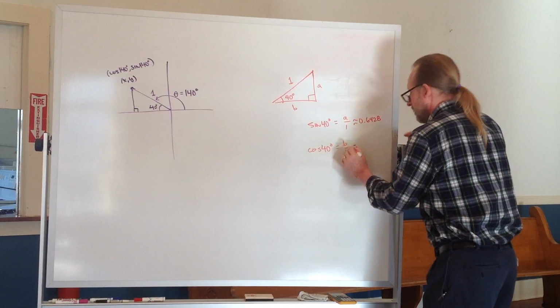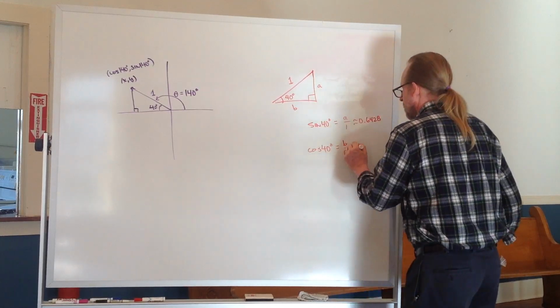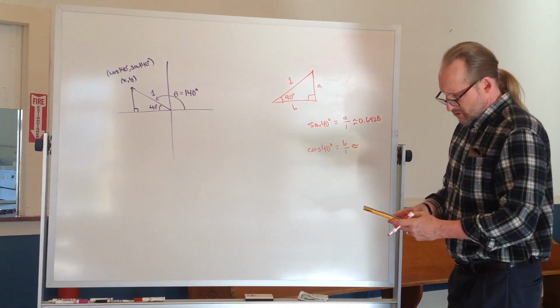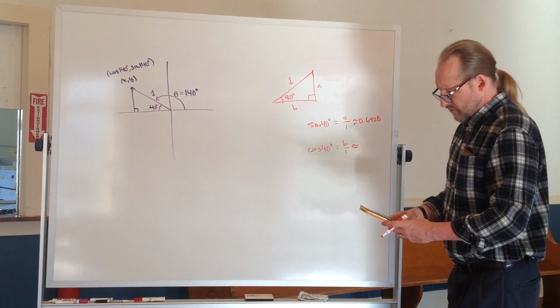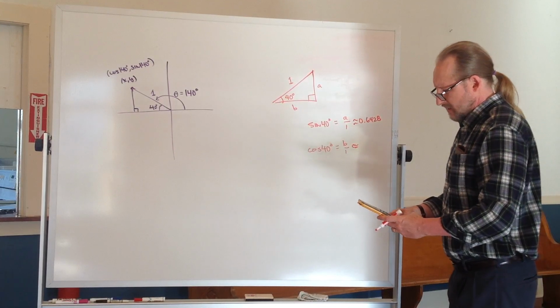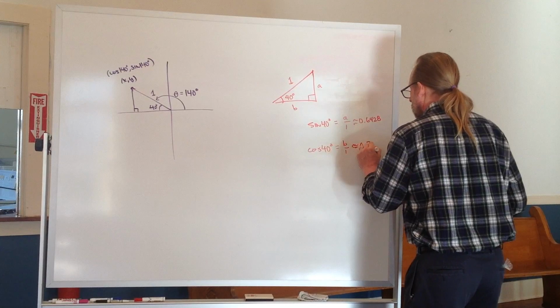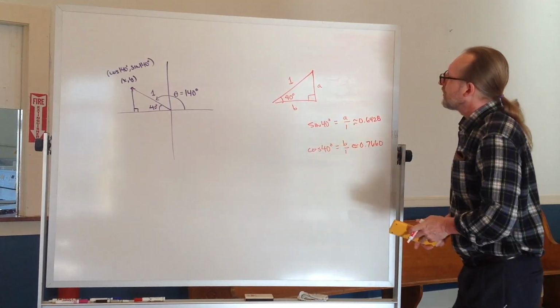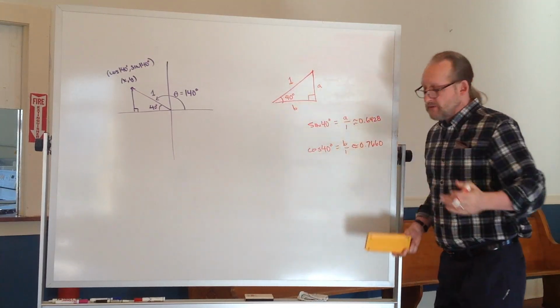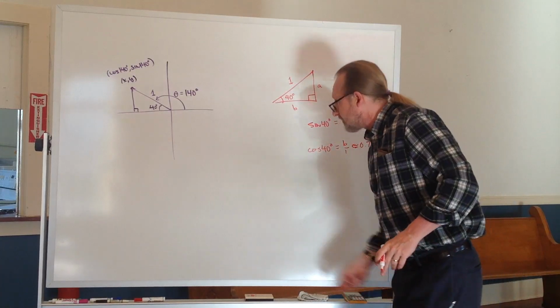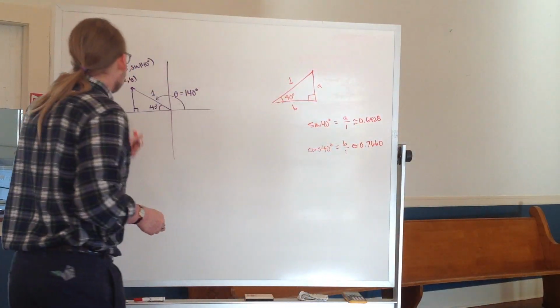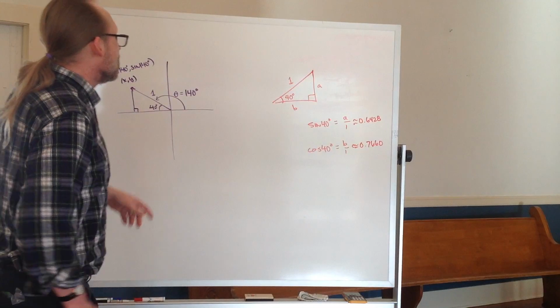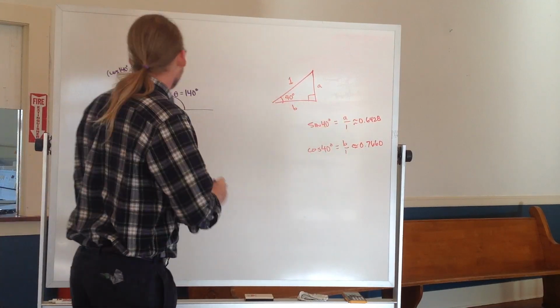Alright, and then the cosine, oh, and these are approximate, there we go. Cosine of 40, 0.7660. Okay, so now we know the distances for A and B. If we come back to our coordinate axis over here, that y coordinate is going to be 0.6428.